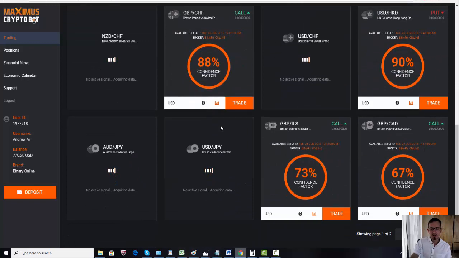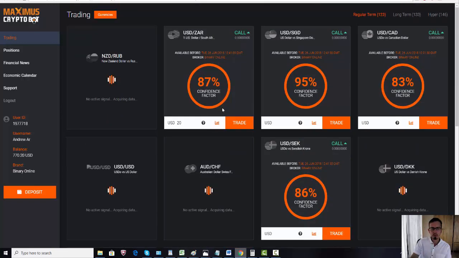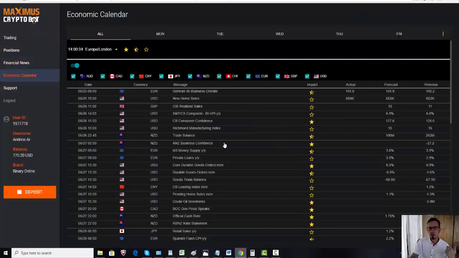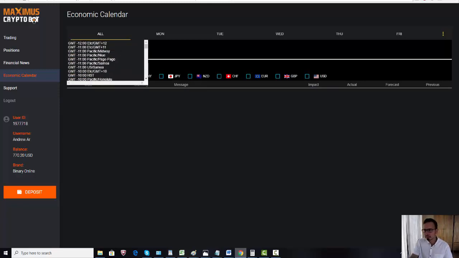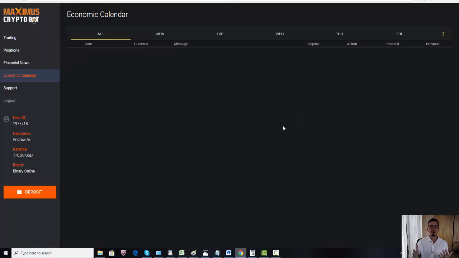This brings me to another topic, a really interesting feature which not many people know about. It's the economic calendar tab here on Maximus-Cryptobot. When you click on that, you will see something like this. Most likely, by default you will see nothing. Let's just click this. By default it will look like this.